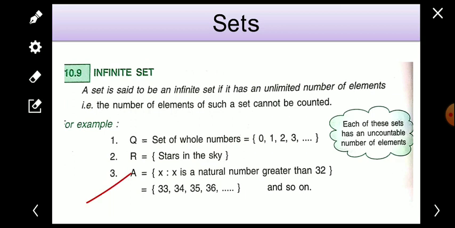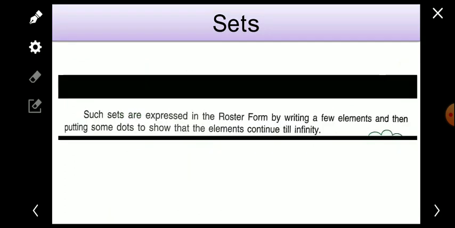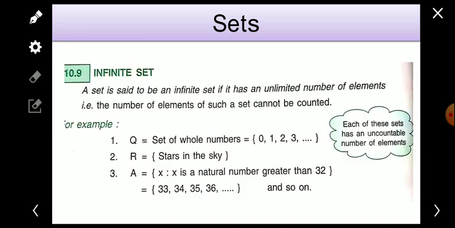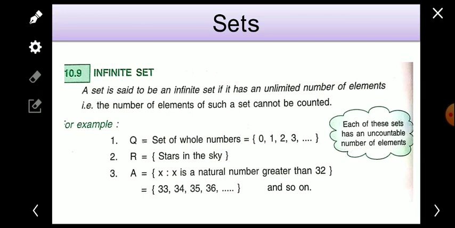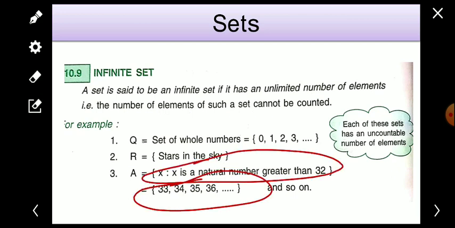Many examples like this are there, and you can make your own questions also. Such sets are expressed in the roster form by writing a few elements and then putting dots to show the elements counting till infinity. So this type of set can be represented in two ways: in the roster form or in the set builder form. This is the set builder form, and this is the roster form. Got it?